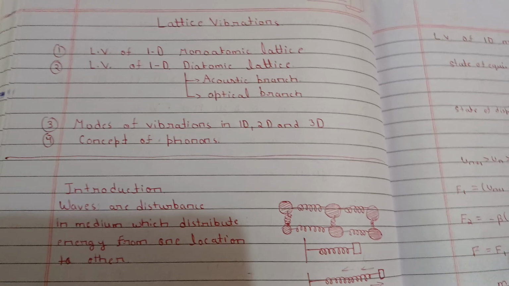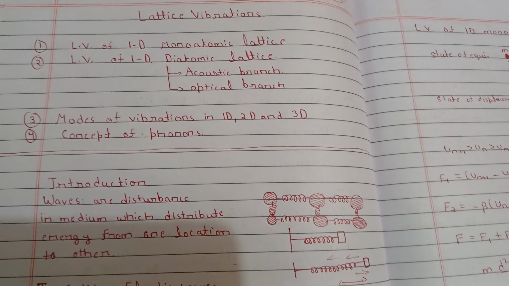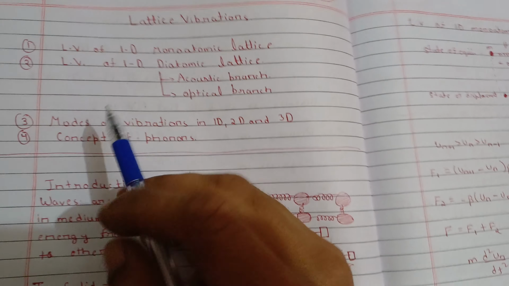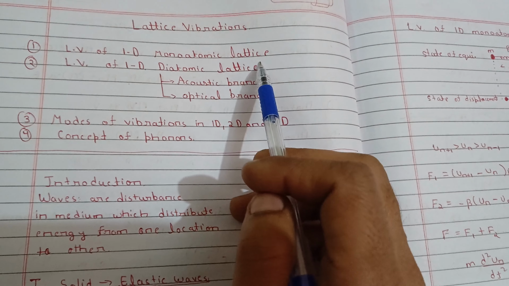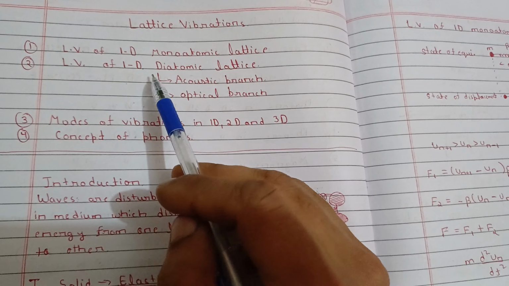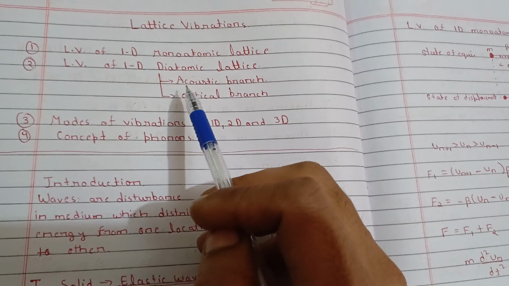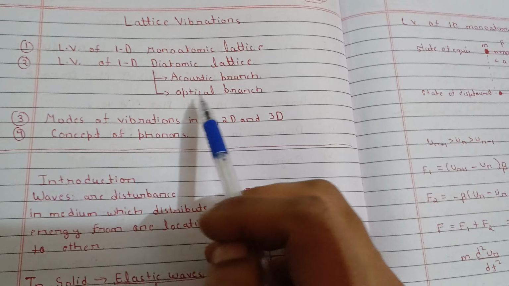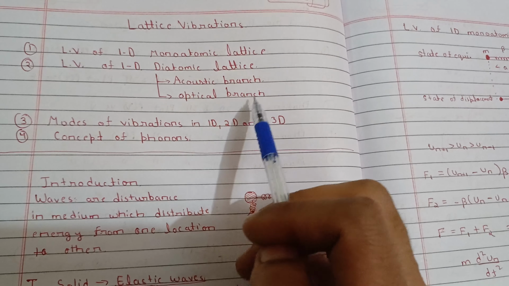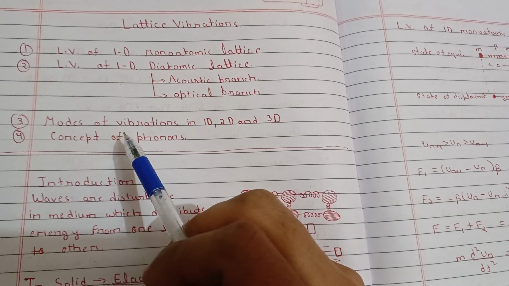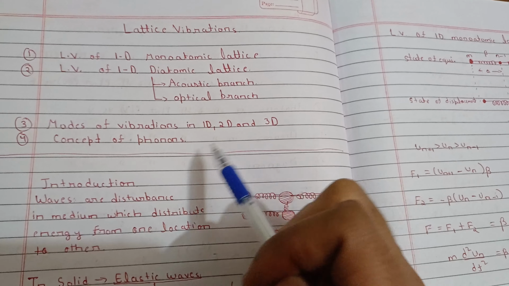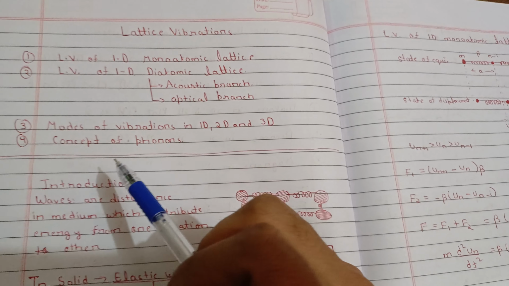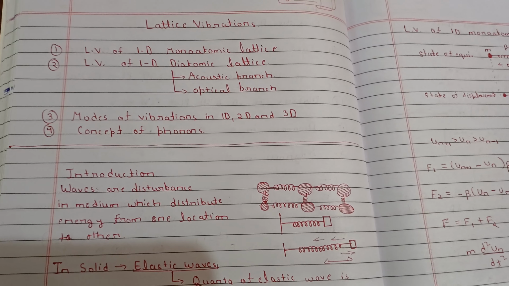What are lattice vibrations? Well, what we will study in this topic, first, let me tell you. That is lattice vibration of 1D monoatomic lattice, lattice vibration of 1D diatomic lattice, and in the diatomic lattice we will have the acoustic branch and the optical branch. Third, we will study the modes of vibrations in 1D, 2D, and 3D. And the last, we will also study the concept of phonons.